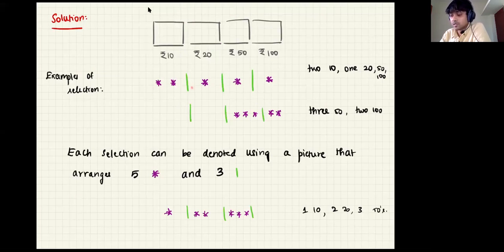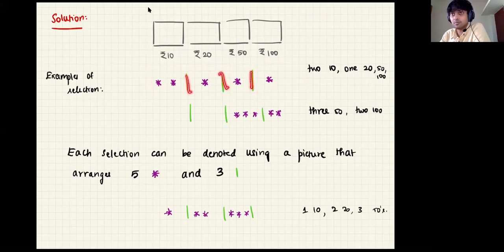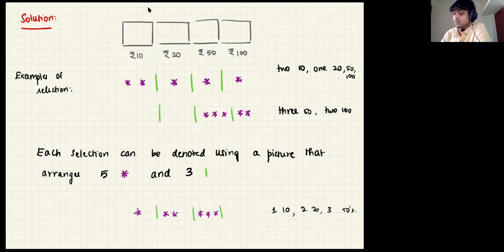So what does the picture contain? It contains 3 bars, and then you have to distribute these 5 stars somehow here. So the length of the string is 8 and it contains 3 bars. It can come at any position. Okay, so now what is the number of such strings?